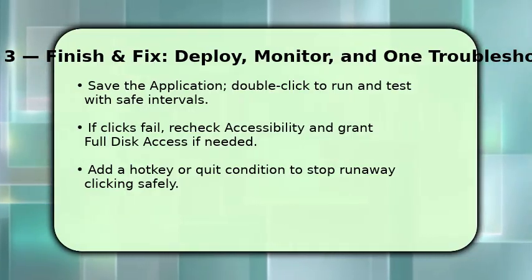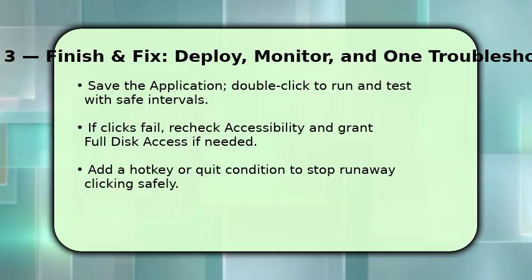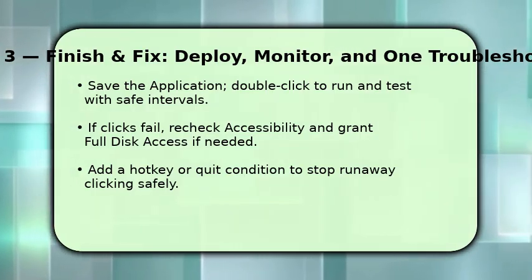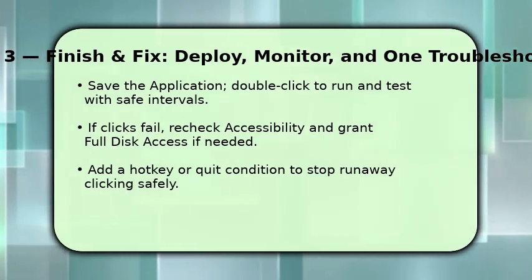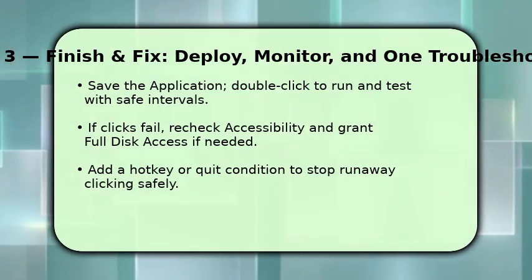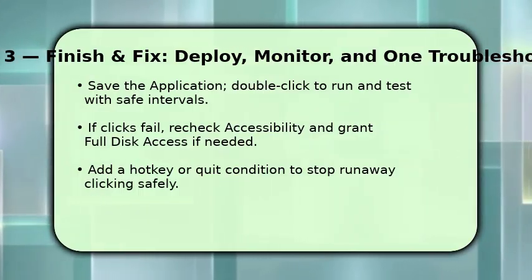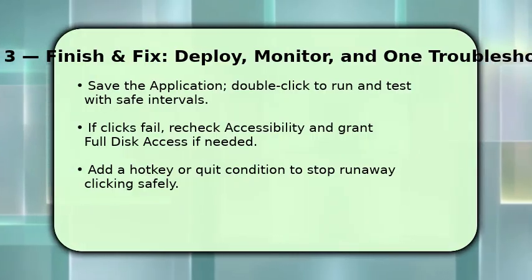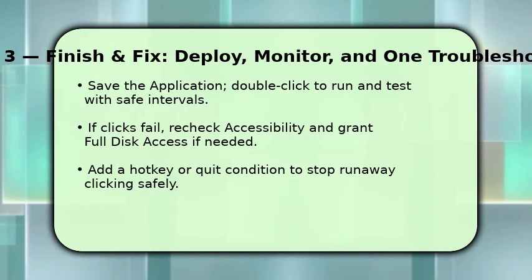Use 1-2 second intervals for initial tests. If the clicks do not register, recheck accessibility permissions and make sure Automator or the helper binary has permission to control your computer. Once done, add an easy abort mechanism, a hotkey, or a short conditional in the script so you can stop runaway clicking. If problems persist, test on a static target and log coordinates to confirm precision.